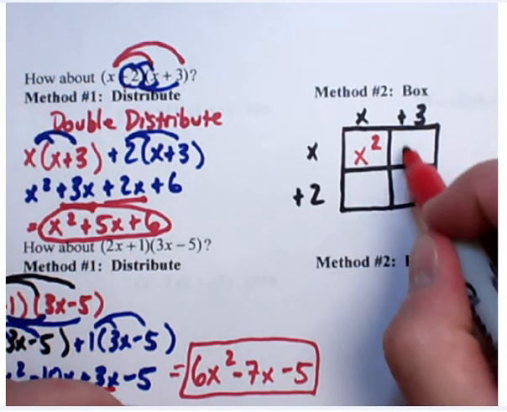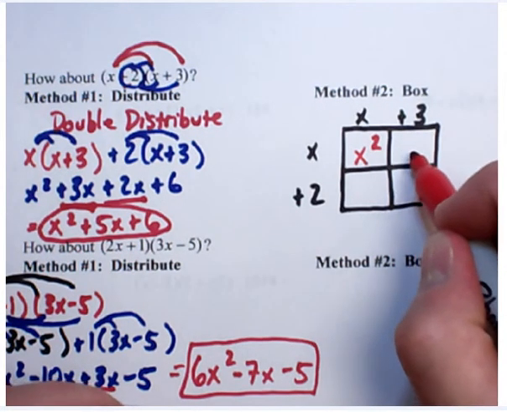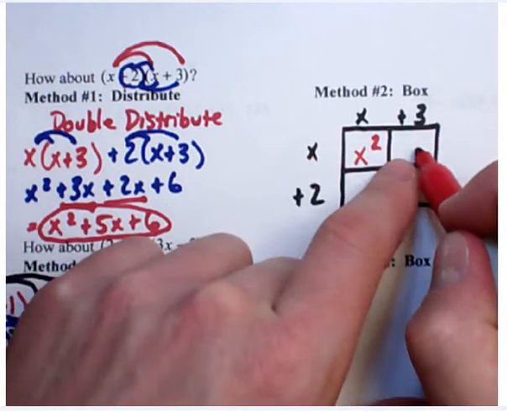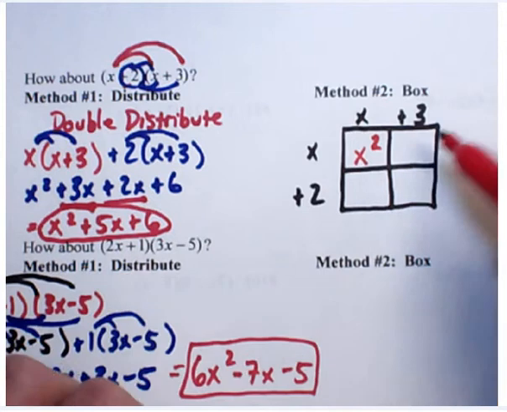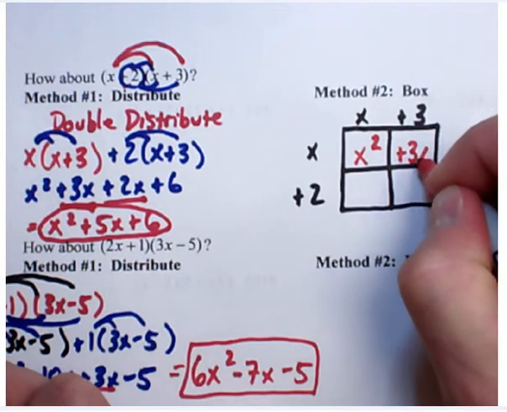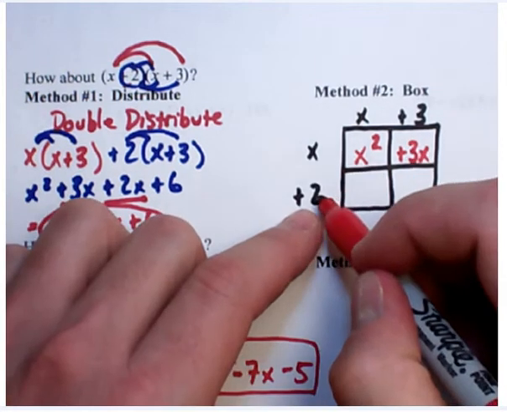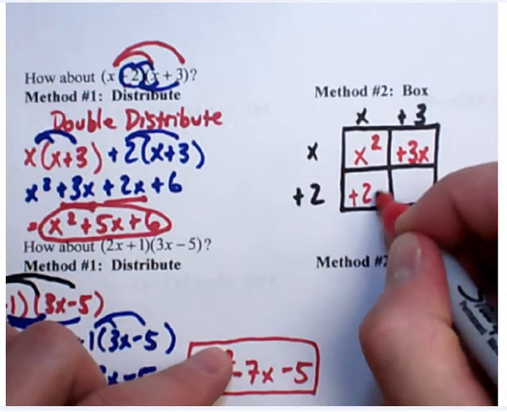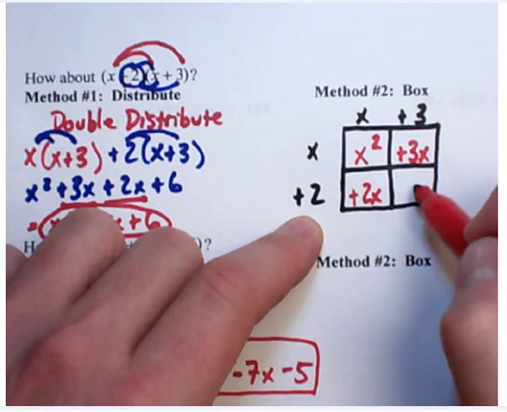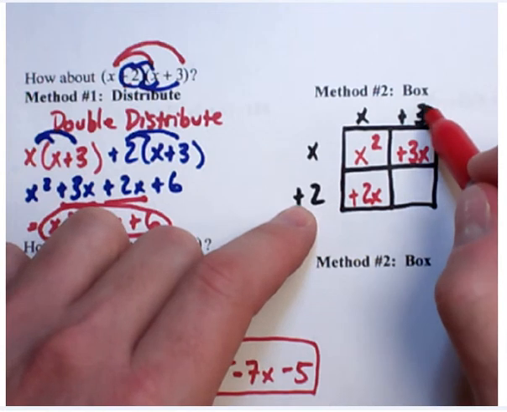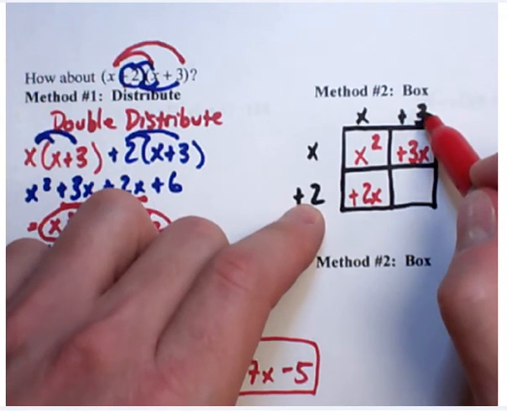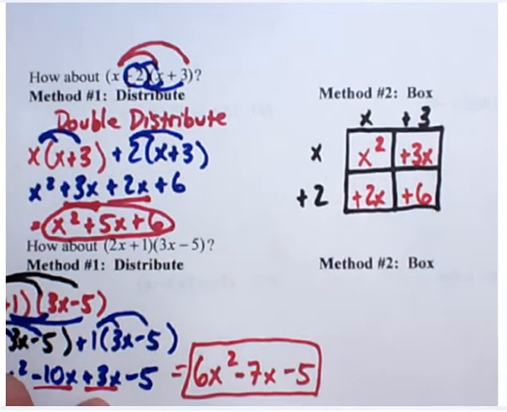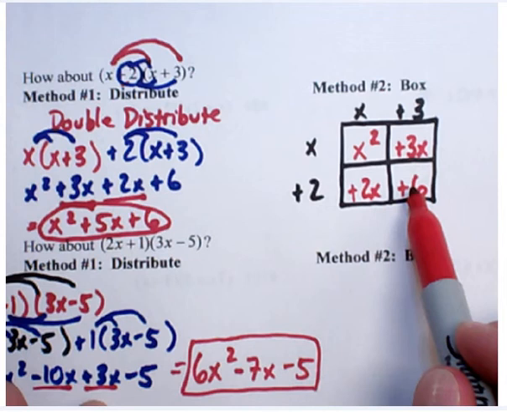How do I get this square? I do x times 3. You see where they meet? X times 3, it's like a times table, so that's positive 3x. Now this is 2 times x for this bottom square, so that's positive 2x. Now the last square is 2 times 3. Remember, this is times. We're multiplying. 2 times 3 is 6. So you get 4 terms in your box.